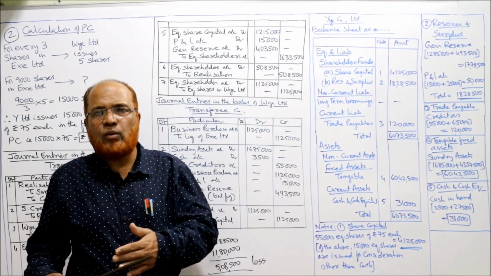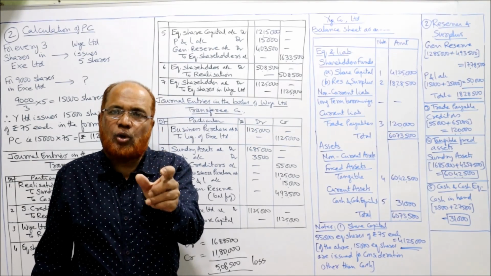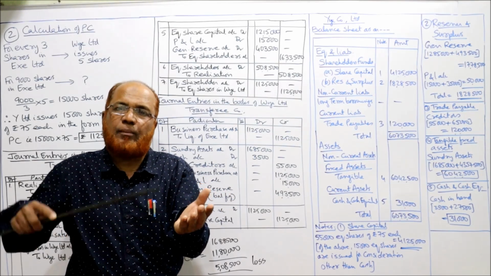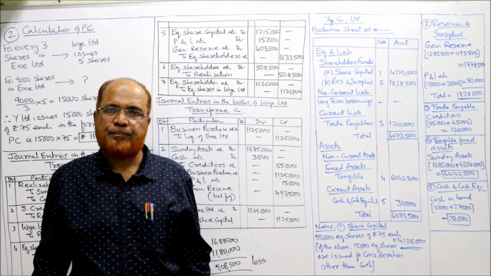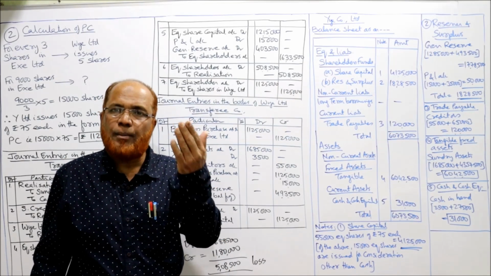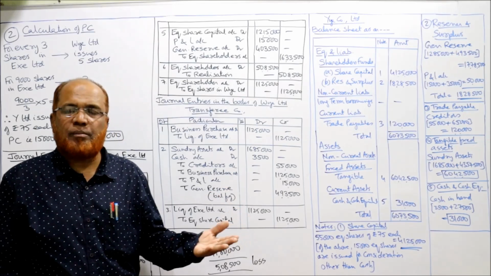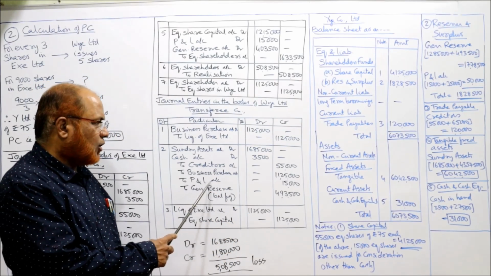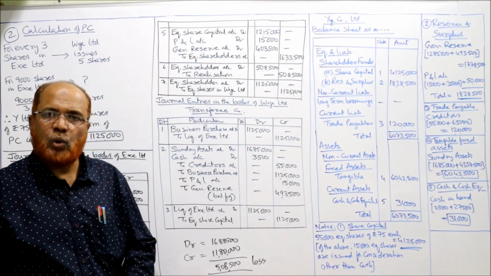You can take or you can ignore P&L account. अगर ignore भी करेंगे तो कोई फर्क नहीं पड़ेगा, वो अमाउंट जनरल रिजर्व को बढ़ा देगा. P&L अकाउंट नहीं लेने से जनरल रिजर्व बढ़ जाएगा. तो प्रीवियस प्रॉब्लम में ले लिए थे, अब ले लेंगे. टू P&L अकाउंट प्रॉफिट एंड लॉस अकाउंट 15,000 हो गया.